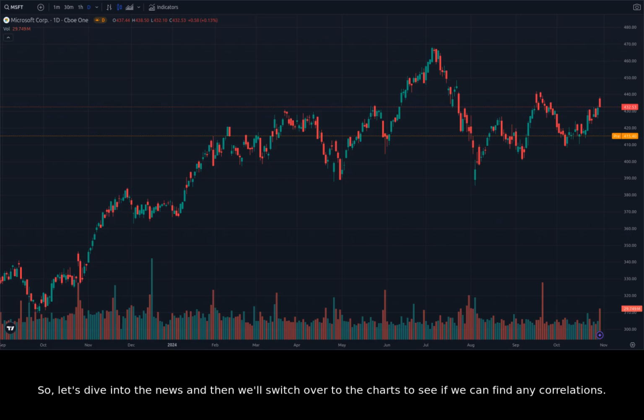So, let's dive into the news, and then we'll switch over to the charts to see if we can find any correlations. First, let's look at the daily chart to see the big picture. Here, we can clearly see a downward trend over the past week or so. Microsoft has been struggling to break above the $420 level, which seems to be acting as a strong resistance level. However, it's worth noting that the price has found support around the $410 mark, suggesting a potential bounce.